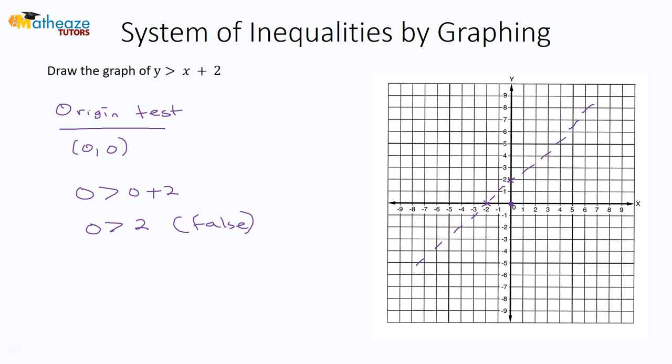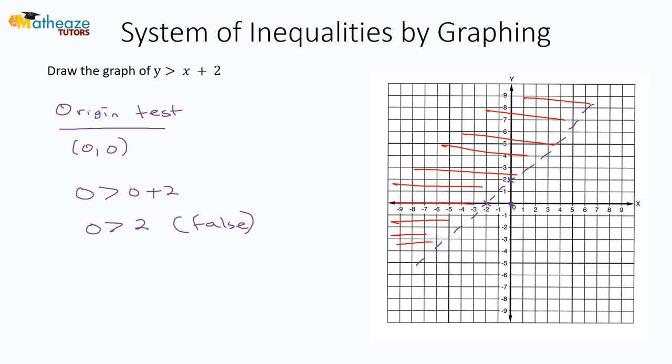What that tells us is the region that does not have the origin satisfies the inequality, and we can also see that that region is the region above the line. So this is the region that satisfies the inequality. And as I said earlier, with straight lines you are safe assuming that if it's greater than, you shade above the line. If it's less than, you shade below the line.